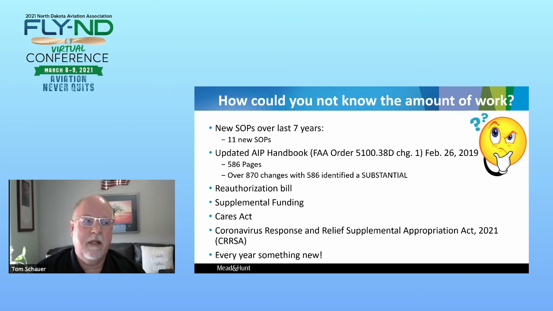In 2019, the FAA came out with a new AIP handbook. Roughly, that's 586 pages in that handbook. In that, this information straight from the FAA's advisory webpage, 870 changes per the FAA were driven by that change in the order. In addition to that, and it's not a typo on here, 586 were identified as substantial, and that's per the count of the FAA's spreadsheet. So if you think about that, in the last 2 years, the FAA changed the rules and they had 586 changes to their rules that they view as substantial.